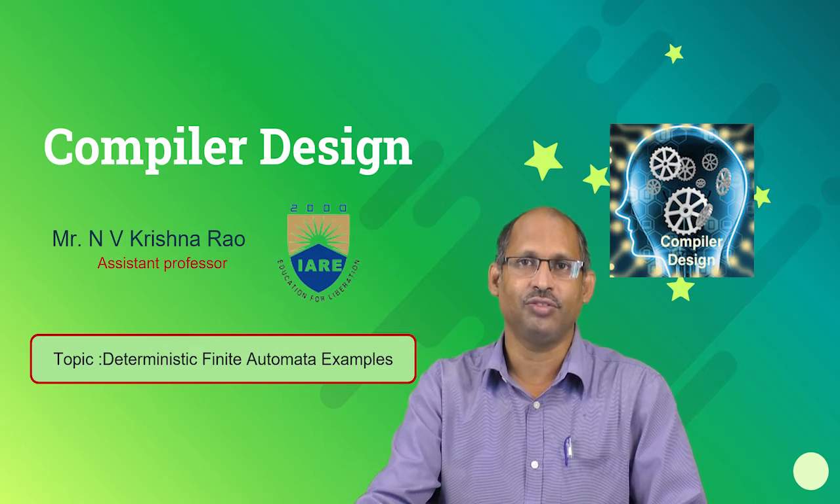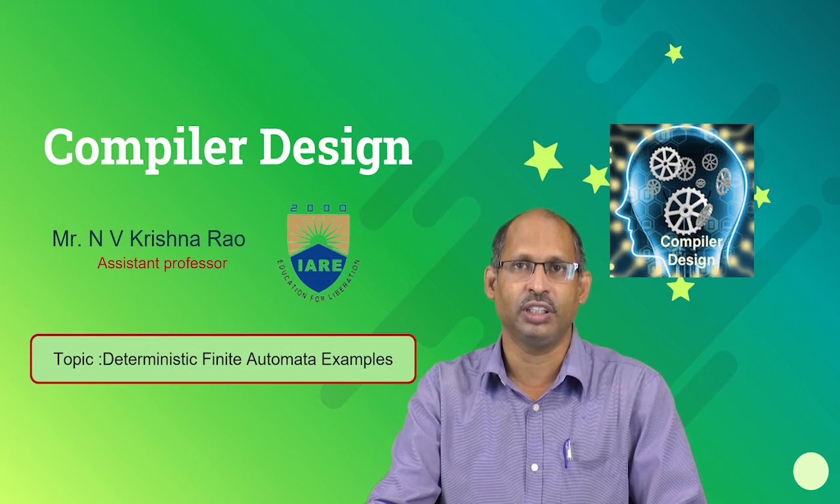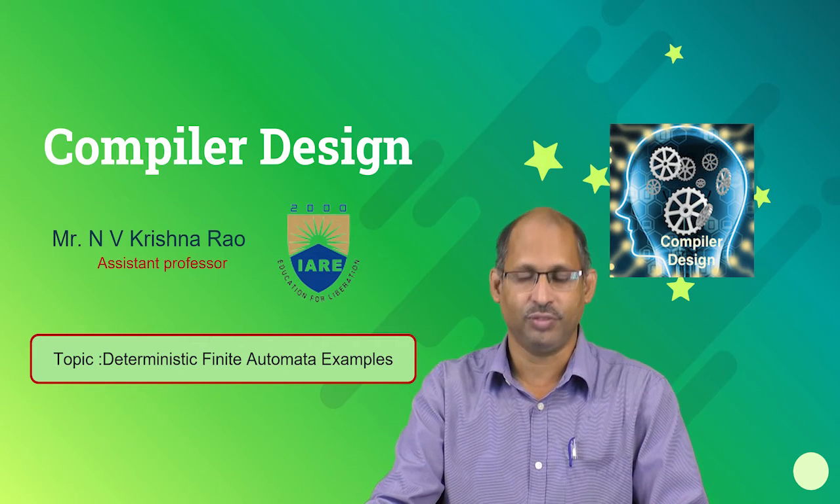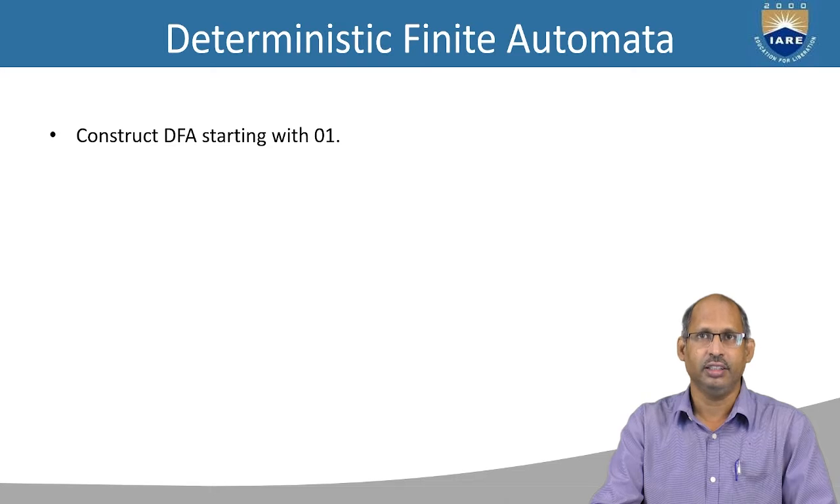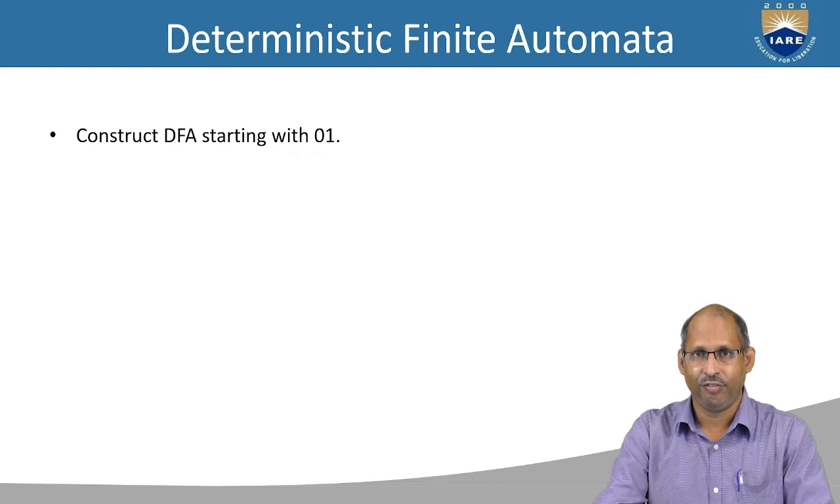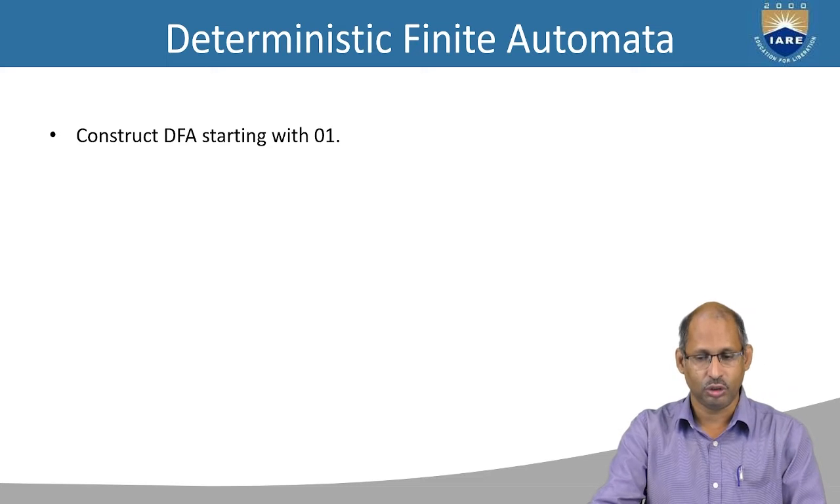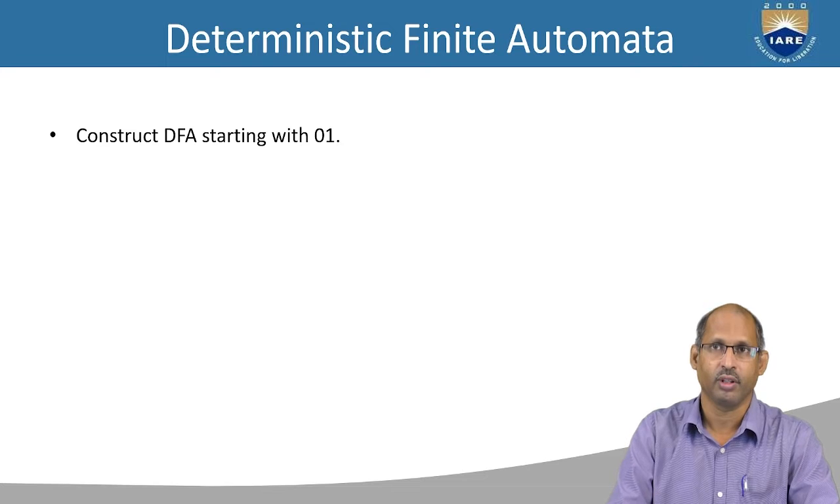In today's class, we will discuss some examples for the deterministic finite automata. Here, what does a DFA say? A DFA says that each state must have one and only one transition for each input symbol.